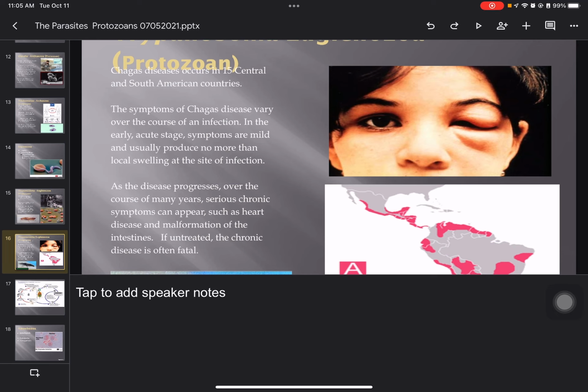It takes a blood meal, it pierces the skin, takes a blood meal, and to add insult to injury, it poops. And when it poops, the organism moves out of the poop and gets into the bloodstream through the bite it just made. And then over a period of time, you develop cardiomyopathy or digestive problems because of the inflammation that the organism causes once it gets into your body.